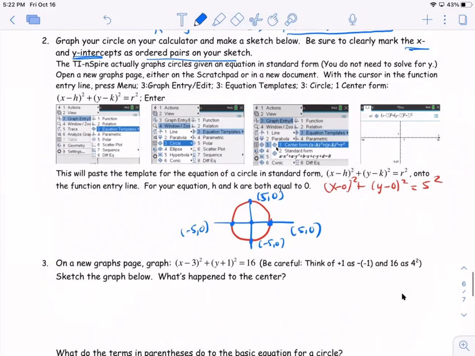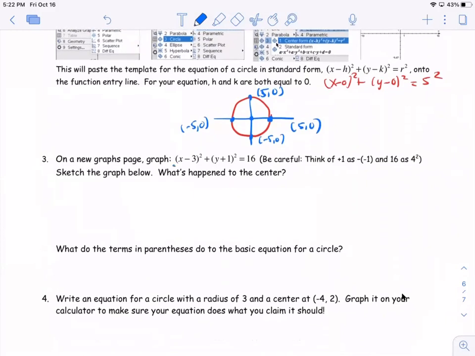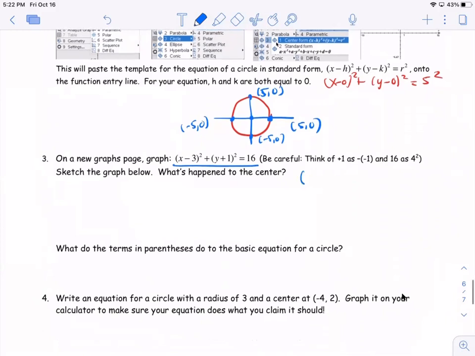Okay, now we're going to go back to the calculator, and on a new graphs page, we want to graph a new circle, which is x minus 3 squared plus y plus 1 squared equals 16. And when we enter that, we're going to enter x minus 3 squared plus, if I want it to be y plus 1 squared, it's going to be y minus, because the formula is always minus the value. So I'm going to put y minus -1 squared. And for 16, that's going to be 4 squared. So let's go to a calculator page, and we'll go ahead and put this in.